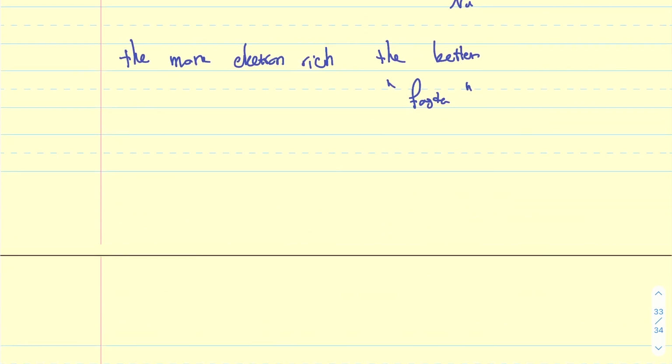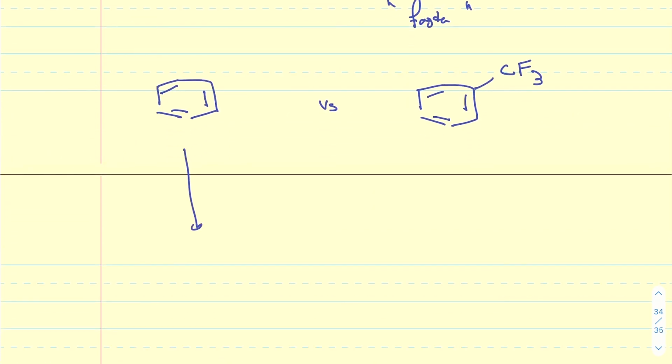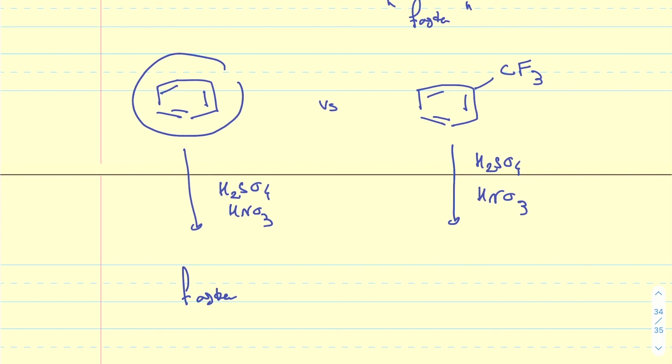Now, for instance, if you're comparing this versus, let me just put a strong electron withdrawing group on it, like CF3, in the same reaction, say nitration, so H2SO4 and HNO3, this is going to be faster because it doesn't have the electron withdrawing group CF3 that exists on the other compound, and that is actually going to slow the reaction down considerably, even to a point where certain electrophilic aromatic substitution reactions may not be feasible with a certain aromatic compound because it's too electron poor.